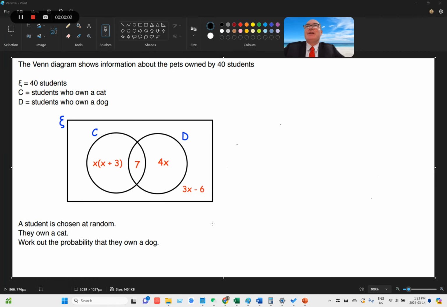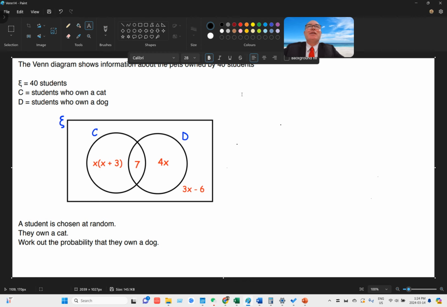Okay, here we have the last Venn diagram exercise with some more algebra. The Venn diagram shows information about the pets owned by 40 students. This is supposed to be our universal set, which has 40 students. Set C, students who own a cat. Set D, students who own a dog. And it looks like we have some people who don't own a dog.